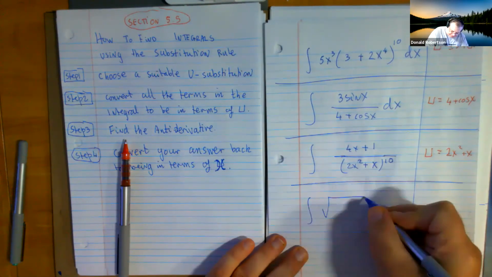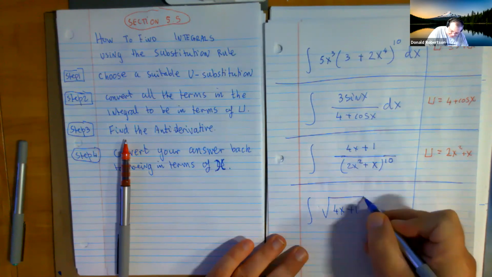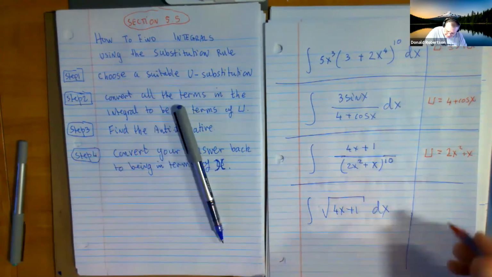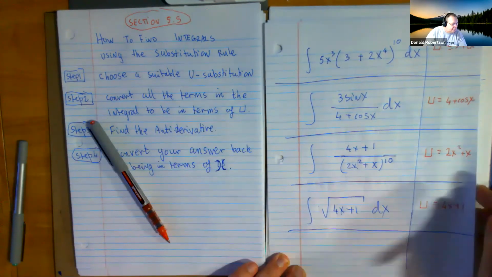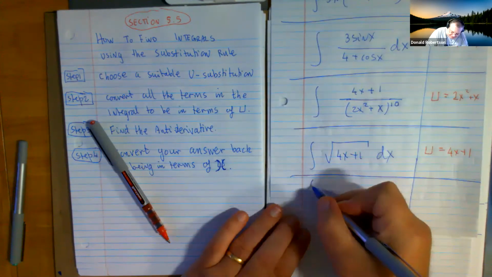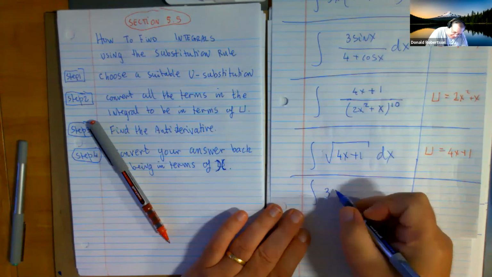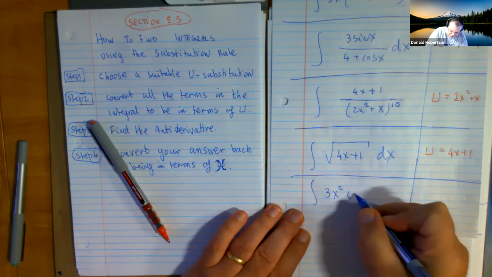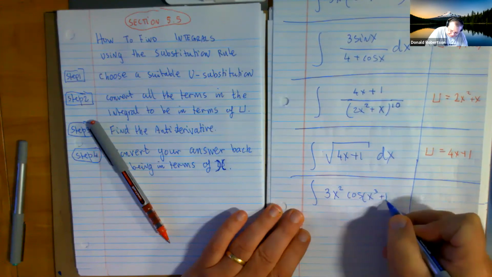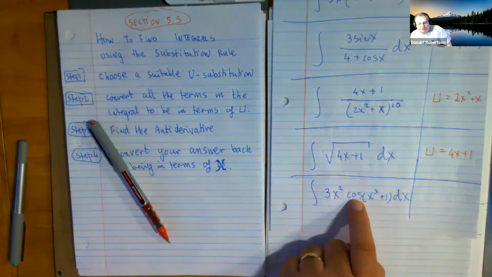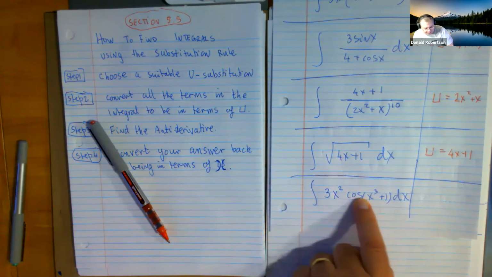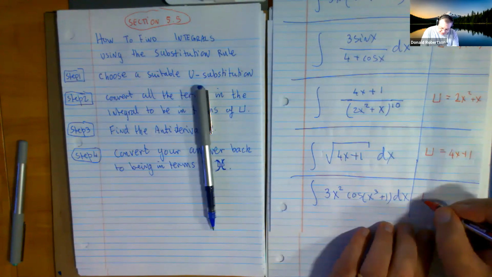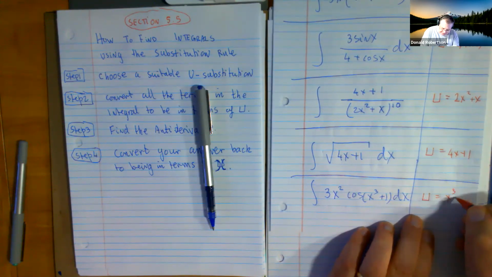What about square roots? Well, whatever is inside the square root is your u-sub. What about weird trig functions? Cosine the ugly guy, sine the ugly guy, tan the ugly guy, secant the ugly guy. What do you do as a u-sub in those situations? Well, the answer is the ugly guy.